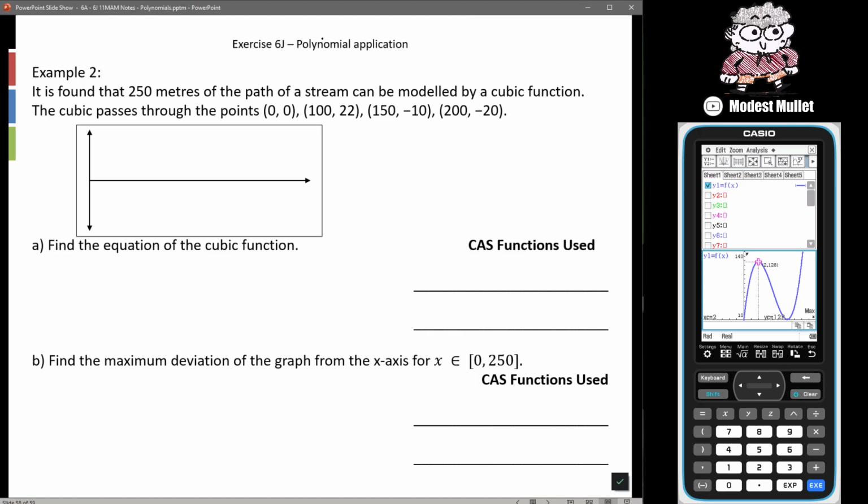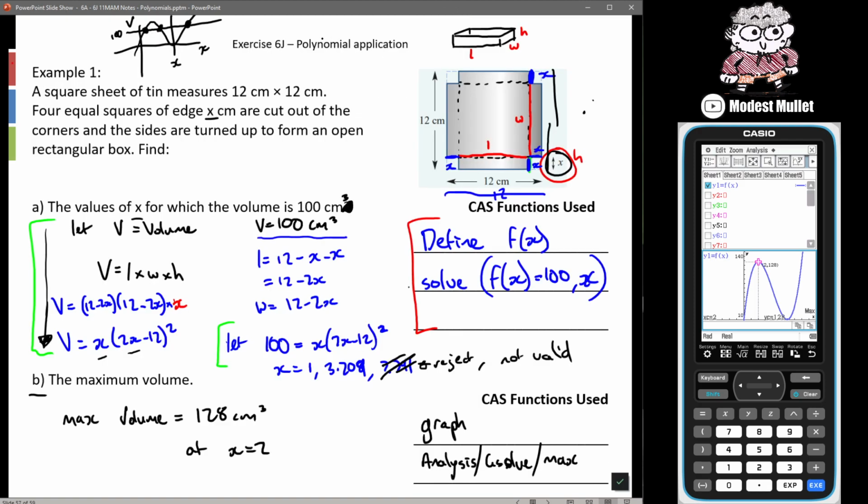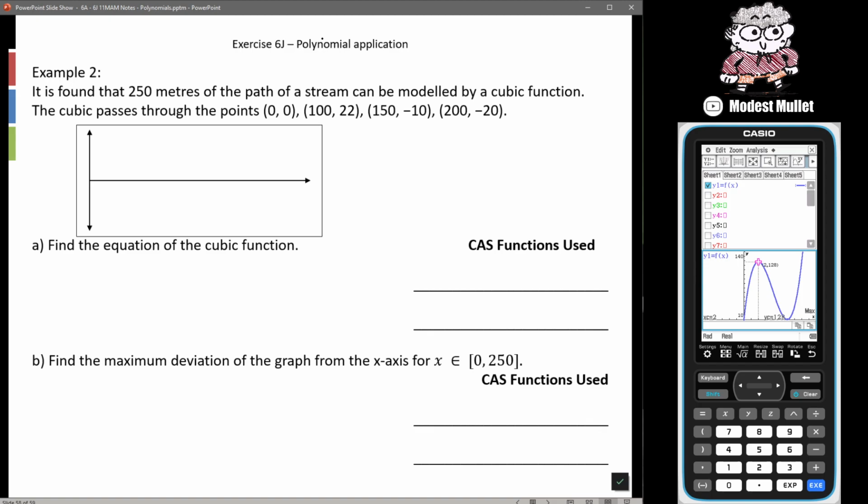Rightio. And so that's a quick look at using our CAS, solving a problem. Because it might be that, because of the material, I can only buy it in 12 centimeter shapes. I want to maximize the volume of the box. What should I make x equal to? Well, there we go. We just found we should let x equal 2. And that gives us a volume of 128. So let's go on to another example.